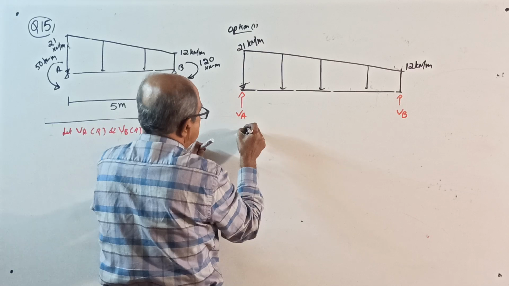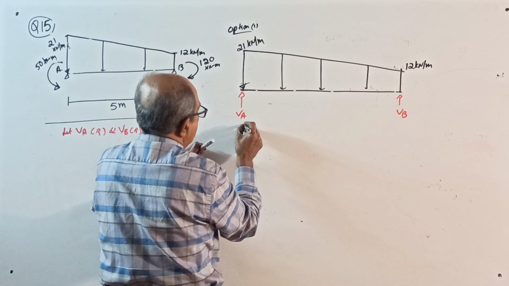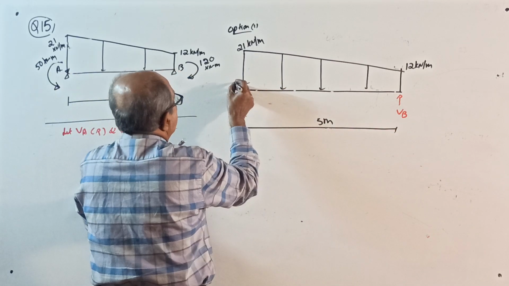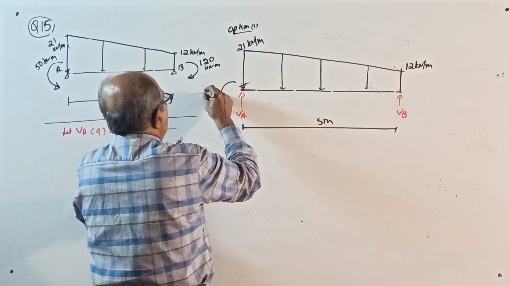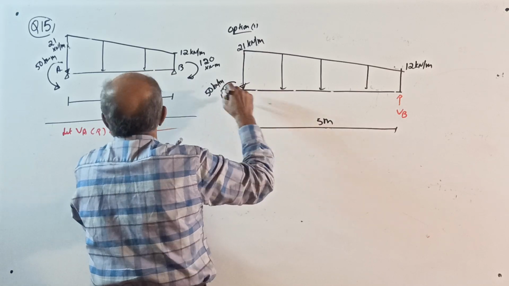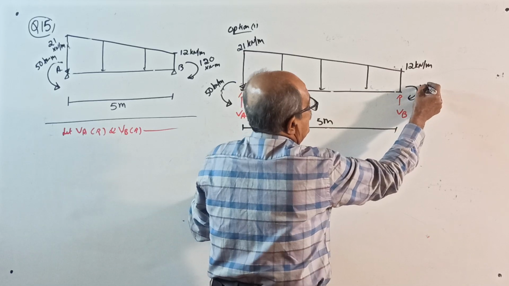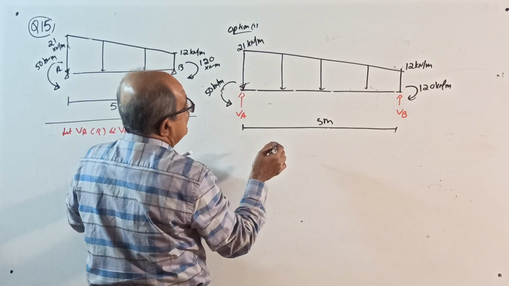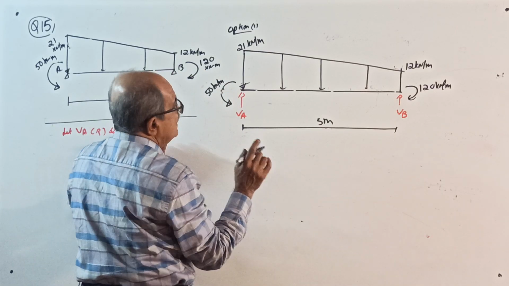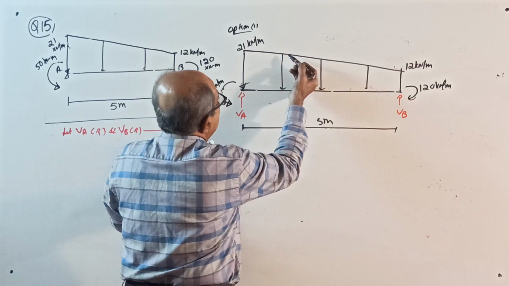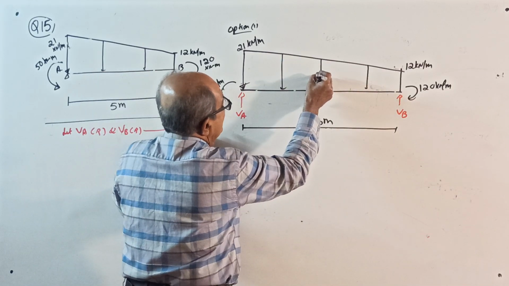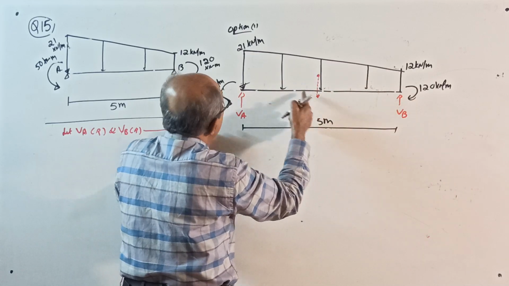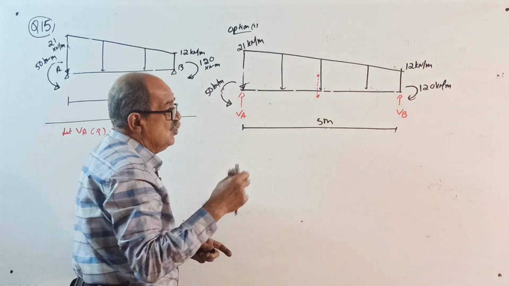Span is 5 meter. Anti-clockwise couple of 50 kilonewton meter here, and clockwise couple of 120 kilonewton meter here. Okay, now over, that's all. Any other loading is there? No. Right. We will take the entire trapezium. Centroid will be here. This is the total load. This distance will be this side plus twice of that side, all divided by the sum.